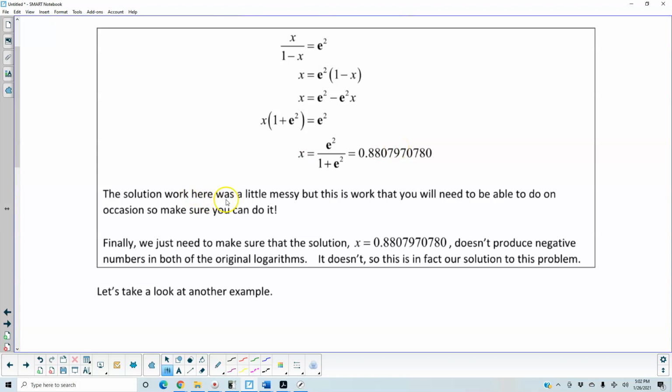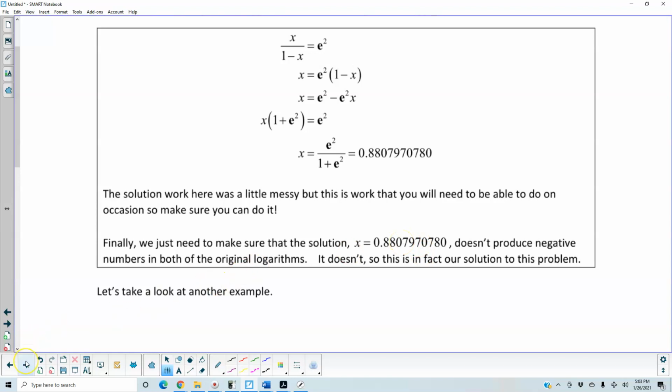Now the solution work here was a little messy, but this is work that you will need to be able to do on occasion, so make sure that you can do it. Finally, we just need to make sure that the solution x, which is equal to 0.88079070, doesn't produce negative numbers in both of the original logarithms. It doesn't, so this is in fact our solution to this problem. But don't forget to check to make sure that it doesn't.